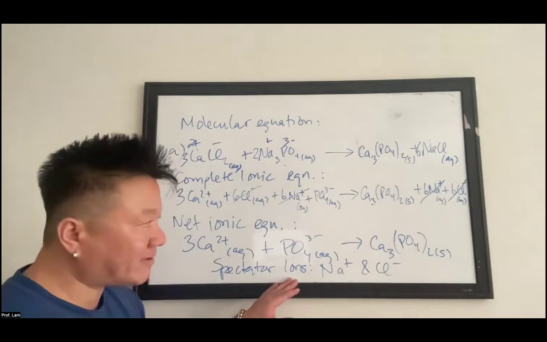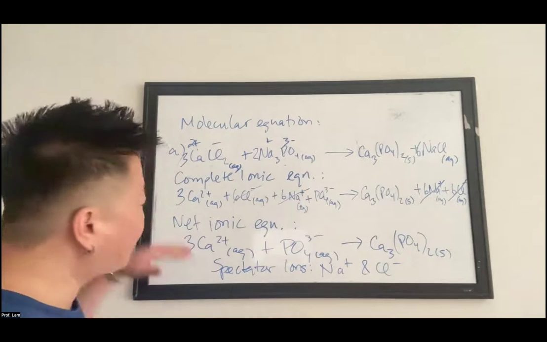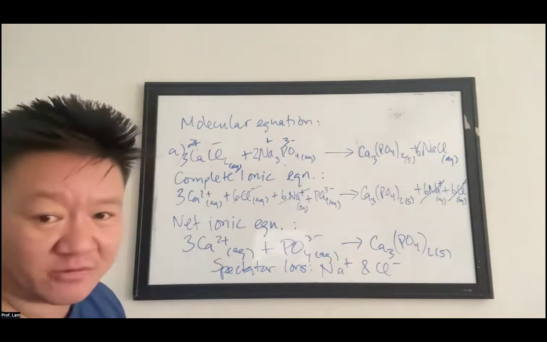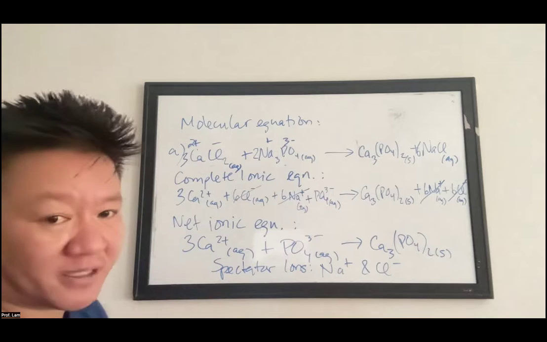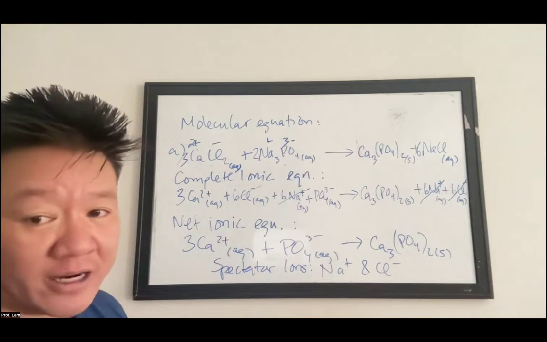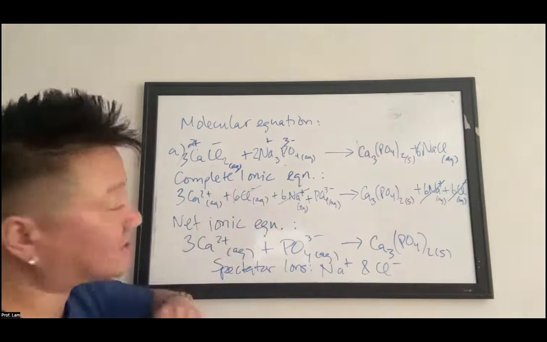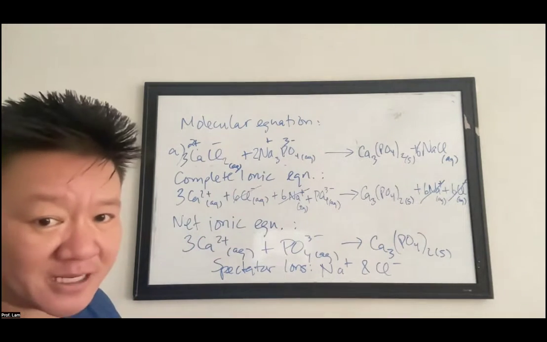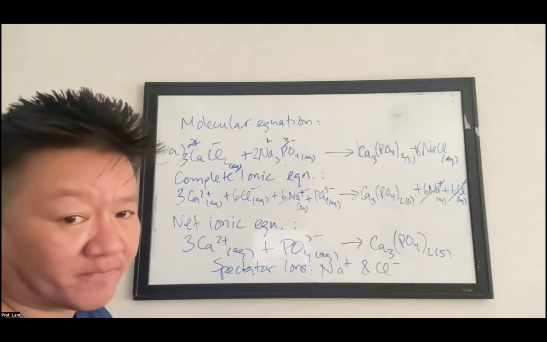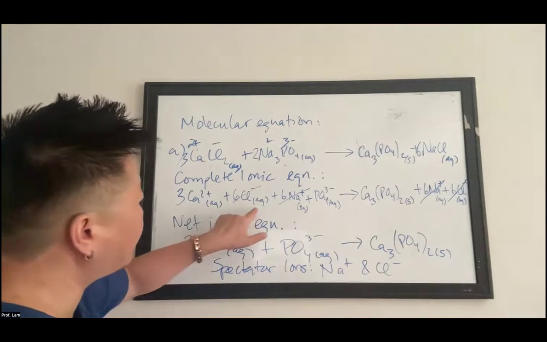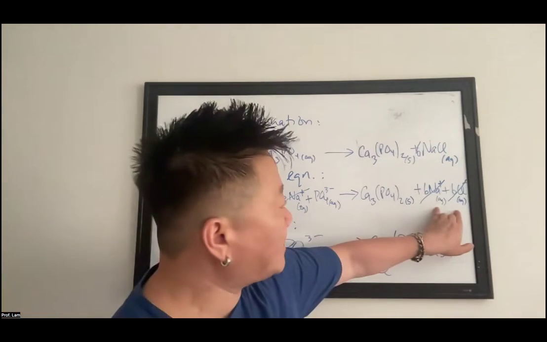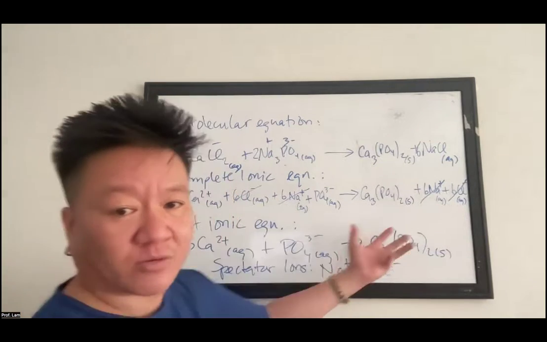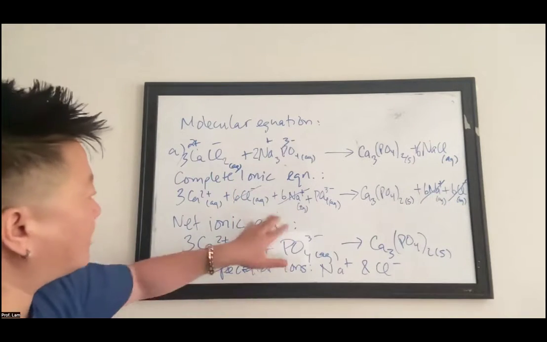Why are they called spectator ions? Because they're just watching. They're not part of the cool precipitation reaction, right? They're not a part of that reaction. They're just swimming around in water, right? And from the equation, you can see that they are spectating, as in nothing has changed for them. So for example, the chloride and the sodium on the left side were aqueous, and on the right side, they're still aqueous. That's why they're spectators, right?